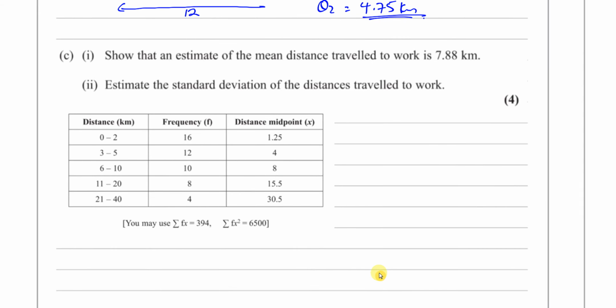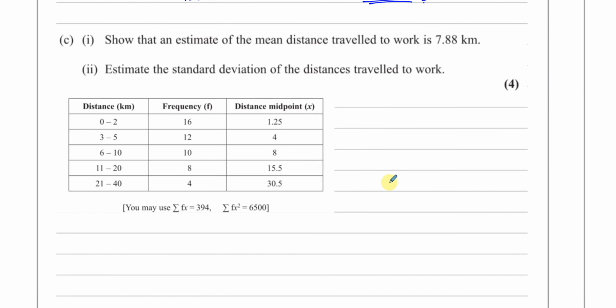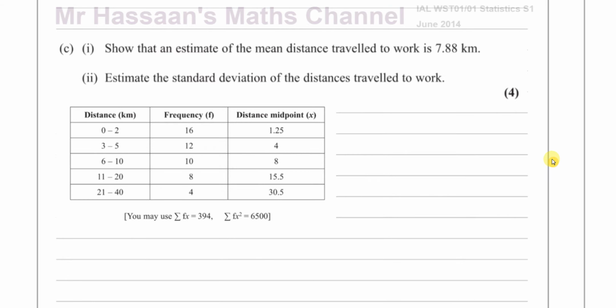Now, part C says, show that an estimate of the mean distance traveled to work is 7.88 kilometers. And then it says, estimate the standard deviation of the distances traveled to work. First of all, they've helped us a lot in this question, because to find the mean, what we normally have to do is find f times x for each of these values, and then find the sum of those, and that's already given to us. And to find the standard deviation, we'd have to have f times x squared, find the sum of all of those and add them together, which they've already given us in the summary data here. So this question becomes really simple because the information is given to us.